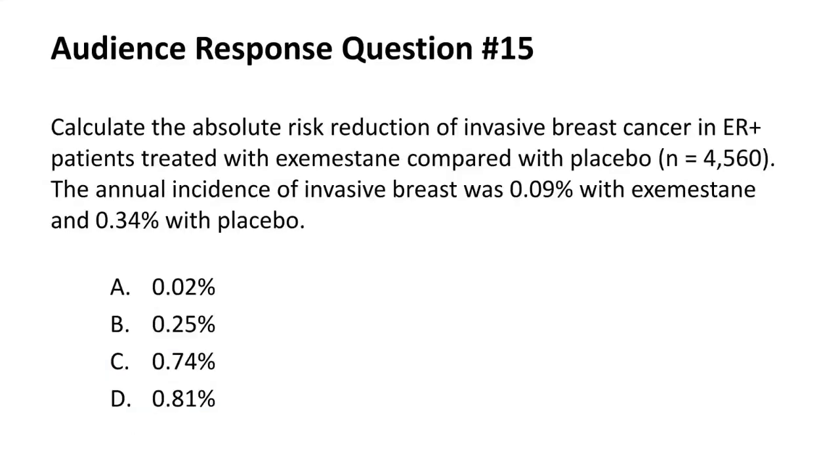Okay. Extra question number 15. Calculate the absolute risk reduction of invasive breast cancer in ER-positive patients treated with exemestane compared with placebo. The annual incidence of invasive breast cancer was 0.09% with exemestane and 0.34% with placebo. Is the absolute risk reduction A, 0.02%, B, 0.25%, C, 0.74%, or D, 0.81%?